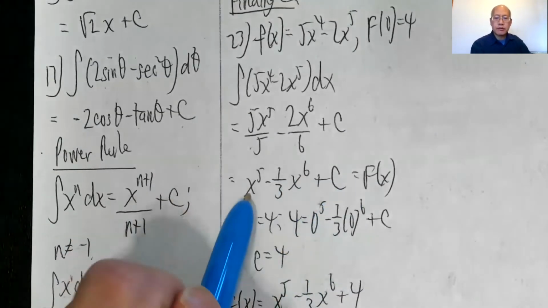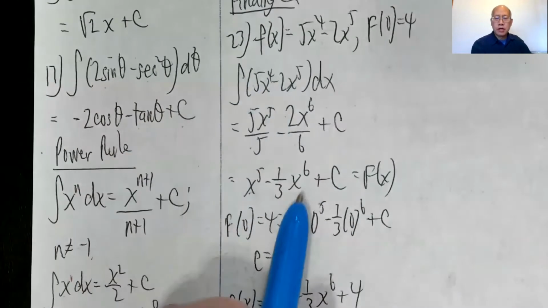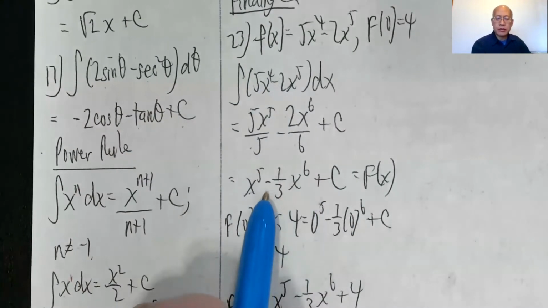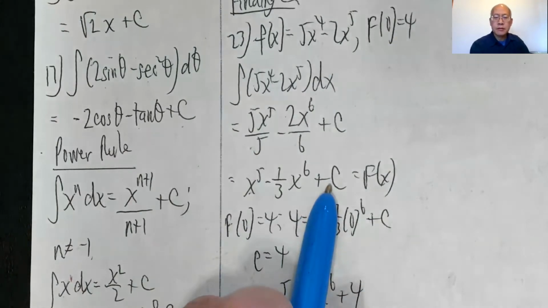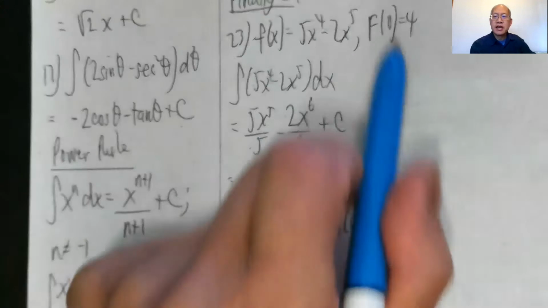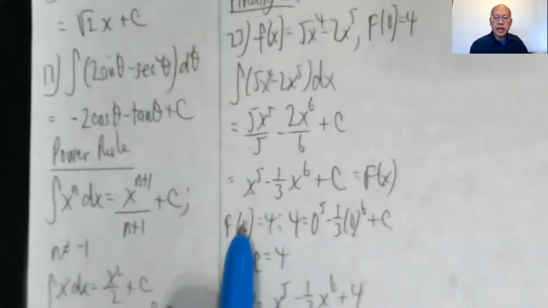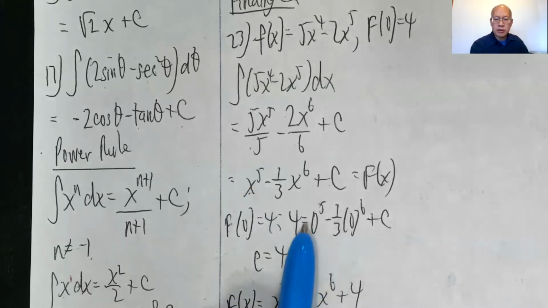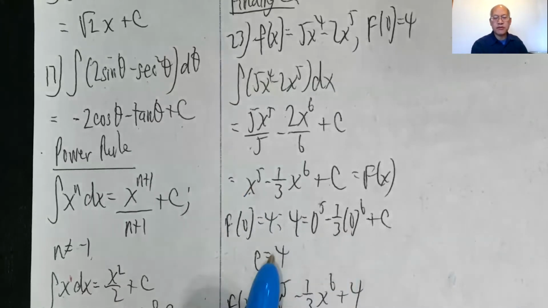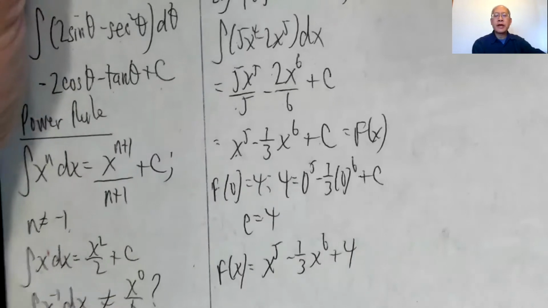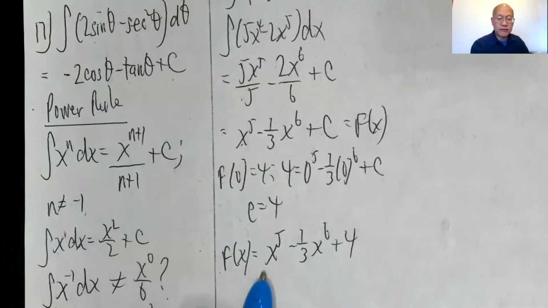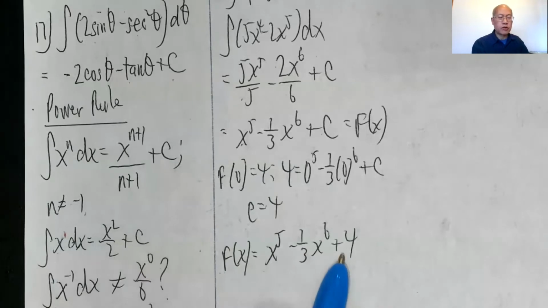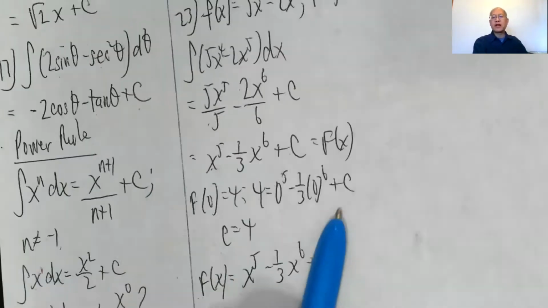You can double check. What's the derivative of that? 5x to the 4th. What's the derivative of that? 6 times negative 1/3 is negative 2, x to the 5th. Derivative of a constant is 0. Now, to find the c, I plug in 0 for x, and the answer comes out to be 4. So 4 is the answer when I put 0 there and 0 there. Well, that's 0 and that's 0. So c is 4. So this time, the one and only one answer is f of x is x to the 5th minus 1/3 x to the 6th plus 4. So in this case, you will be able to find the value of c.